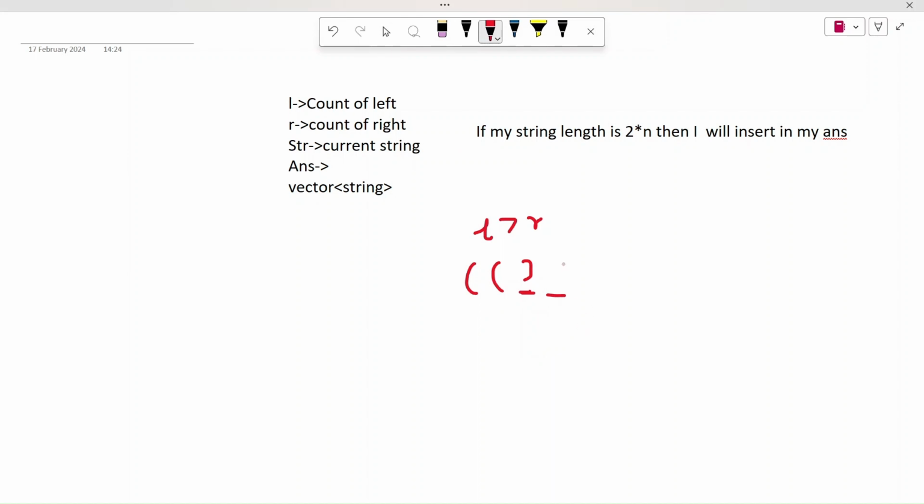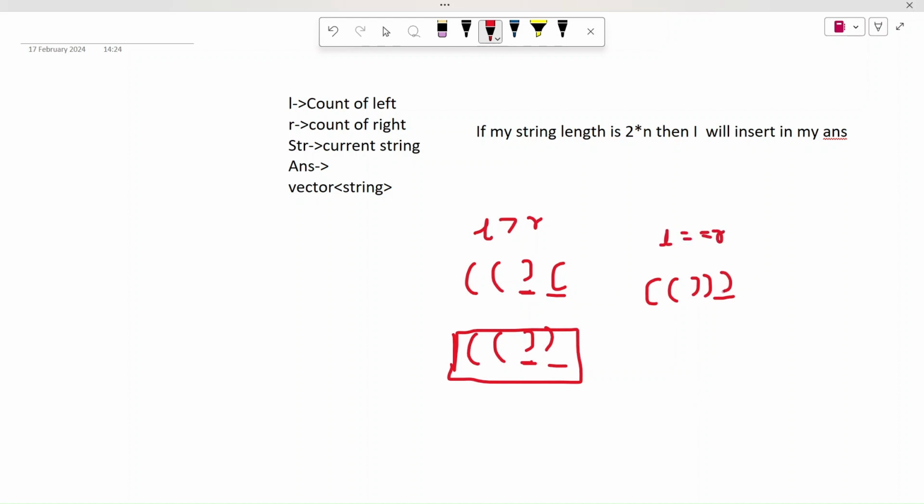this? This is one possibility, right? Another possibility that you can have is when your L count becomes equal to R. Now see one thing, now I have this. Understand one thing: at my fifth position, can I have right? Whenever my L equals R, can I insert a right bracket? No, no, no, I cannot insert.